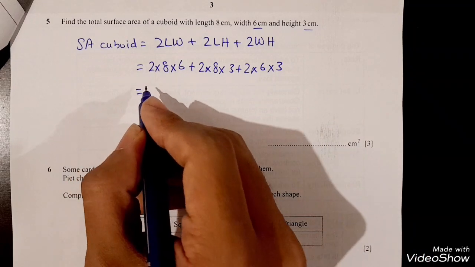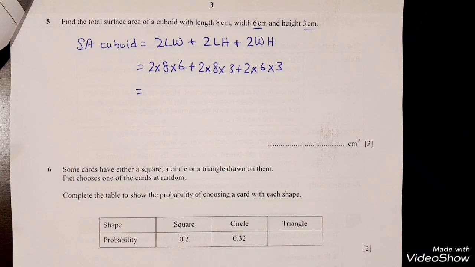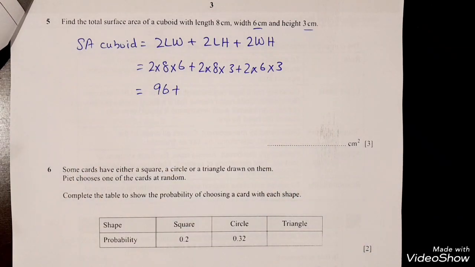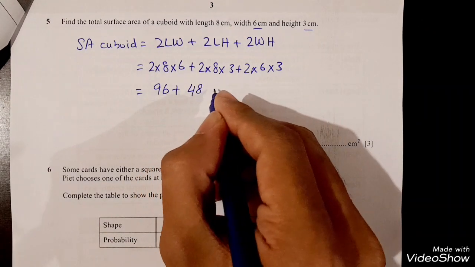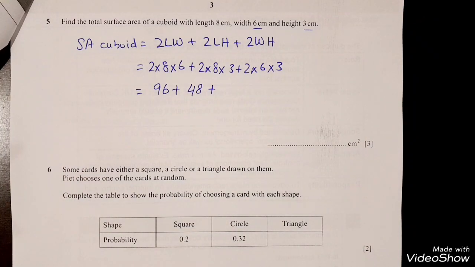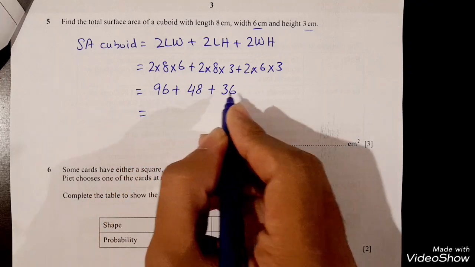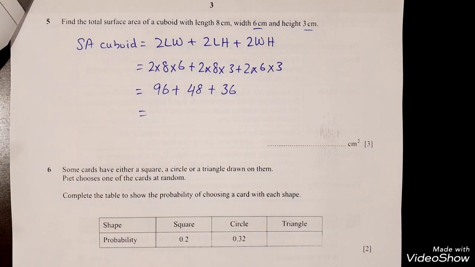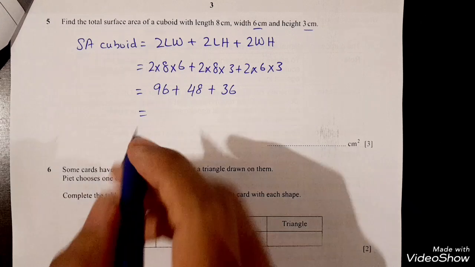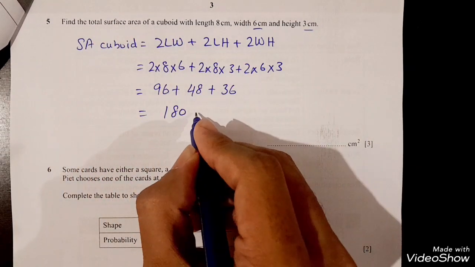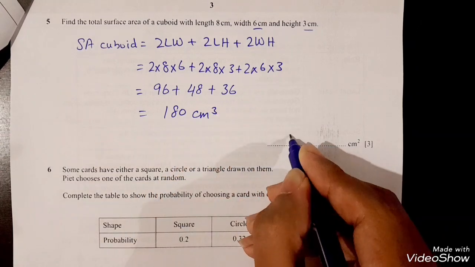So we will use the calculator: 2 times 8 times 6 is 96, plus 2 times 8 times 3, which is 48, plus 2 times 6 times 3, which is 36. So the total of these three will be 96 plus 48 plus 36, which is 180. So the total surface area of the cuboid is 180 centimeters squared. So 180.